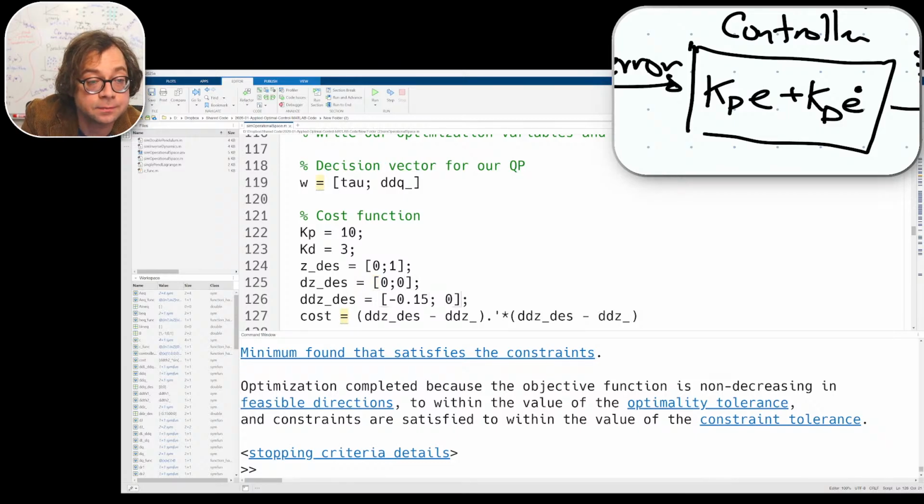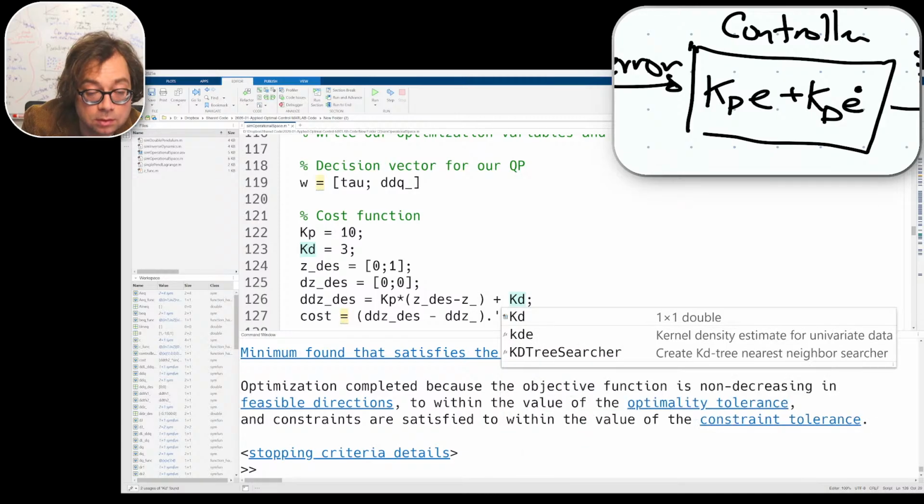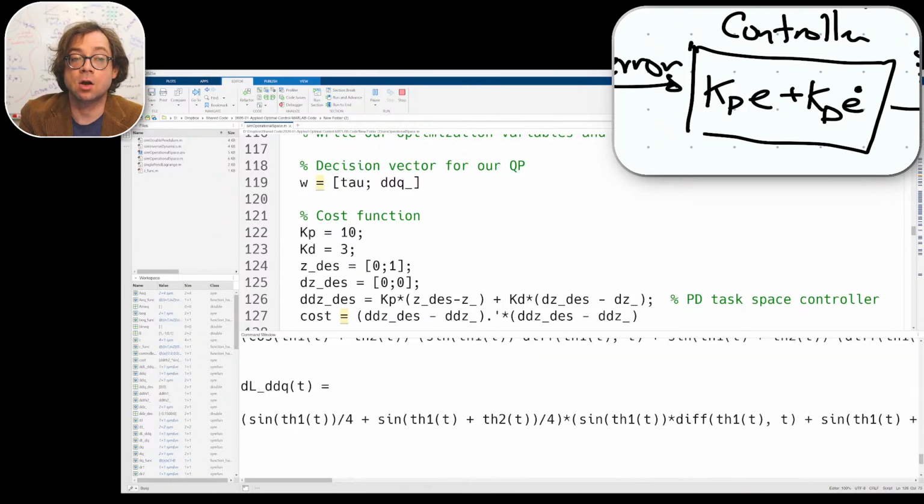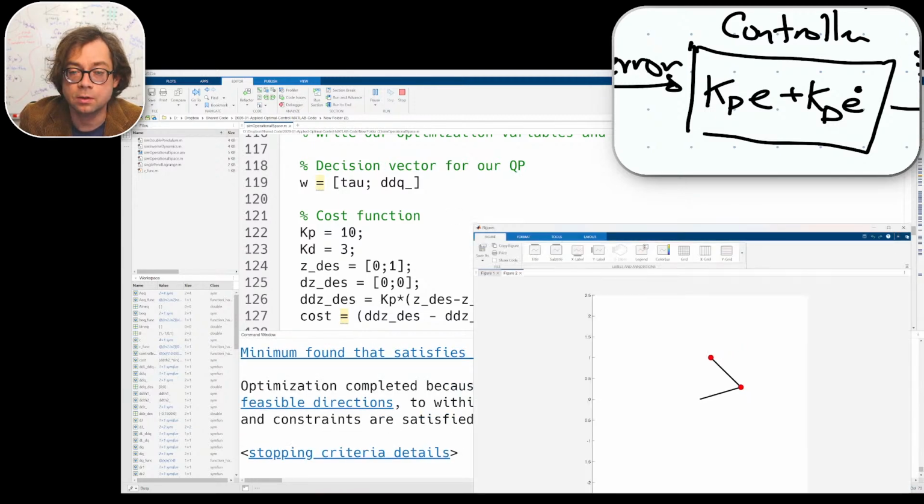So our DDZ desired is going to be equal to KP times Z underscore. So where do we want to go? This is our desired minus our actual. So Z desired minus our actual, which is Z underscore, plus KD times DZ desired, a desired velocity, minus our actual velocity, which is DZ underscore. Okay, this is our PD task space controller. And we run it. Now it's in our cost. Everything should hopefully be all worked.